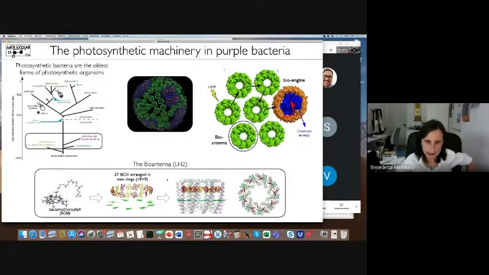And these antennae are very unique. They are very symmetric. They are made of 2 aggregates of bacteriochlorophyll, 2 rings, one made of 18 bacteriochlorophylls and one made of 9 bacteriochlorophylls. And these bacteriochlorophylls are embedded in a symmetric protein matrix.